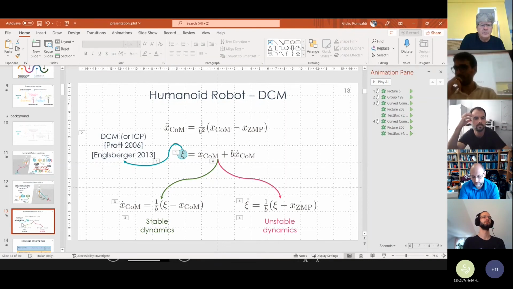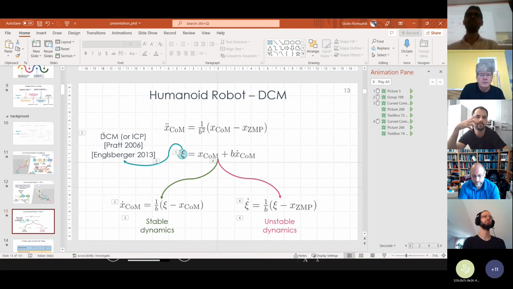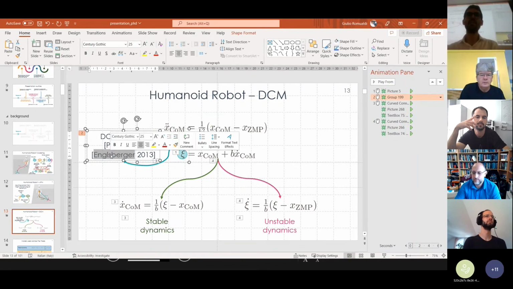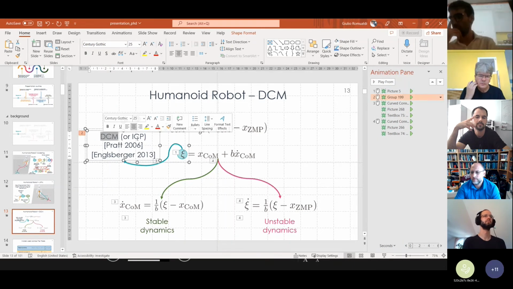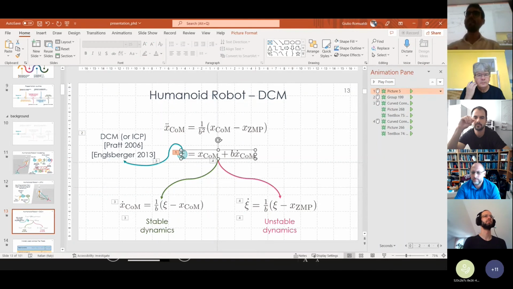So equation 3, shouldn't that be x dot DCM, not x dot CoM? Or am I getting this wrong? Here, I actually use the nomenclature that is used in Englsberger. In that paper there is also a comparison between the DCM and the instantaneous capture point. Even if the reason why those two models were developed is different, because the capture point is the point on the ground where the robot has to step in order to stop.